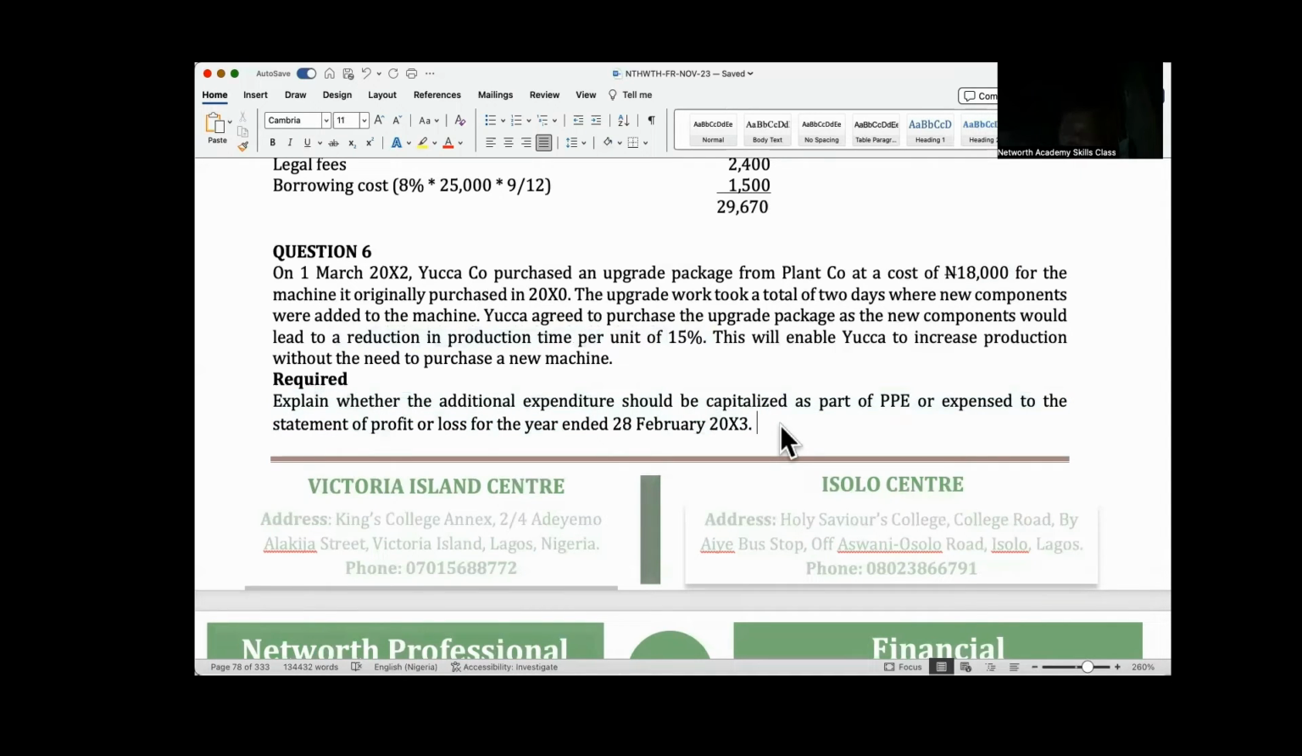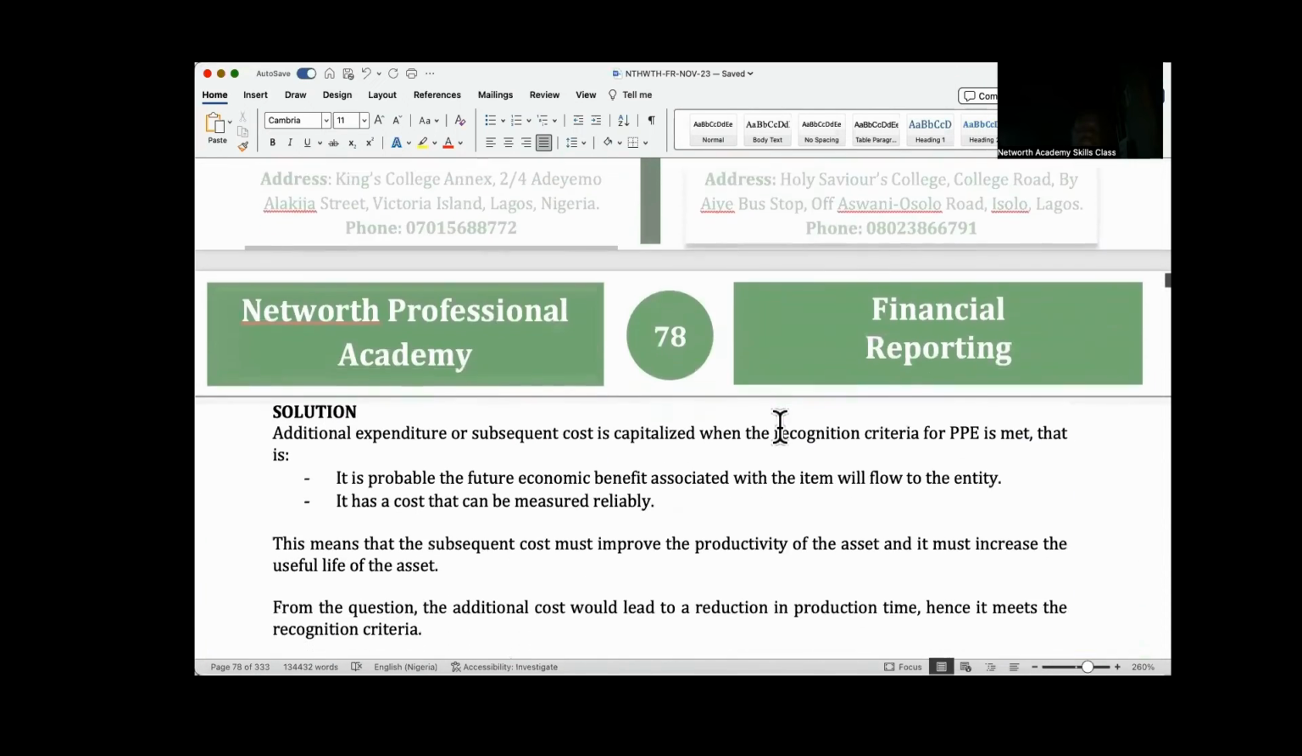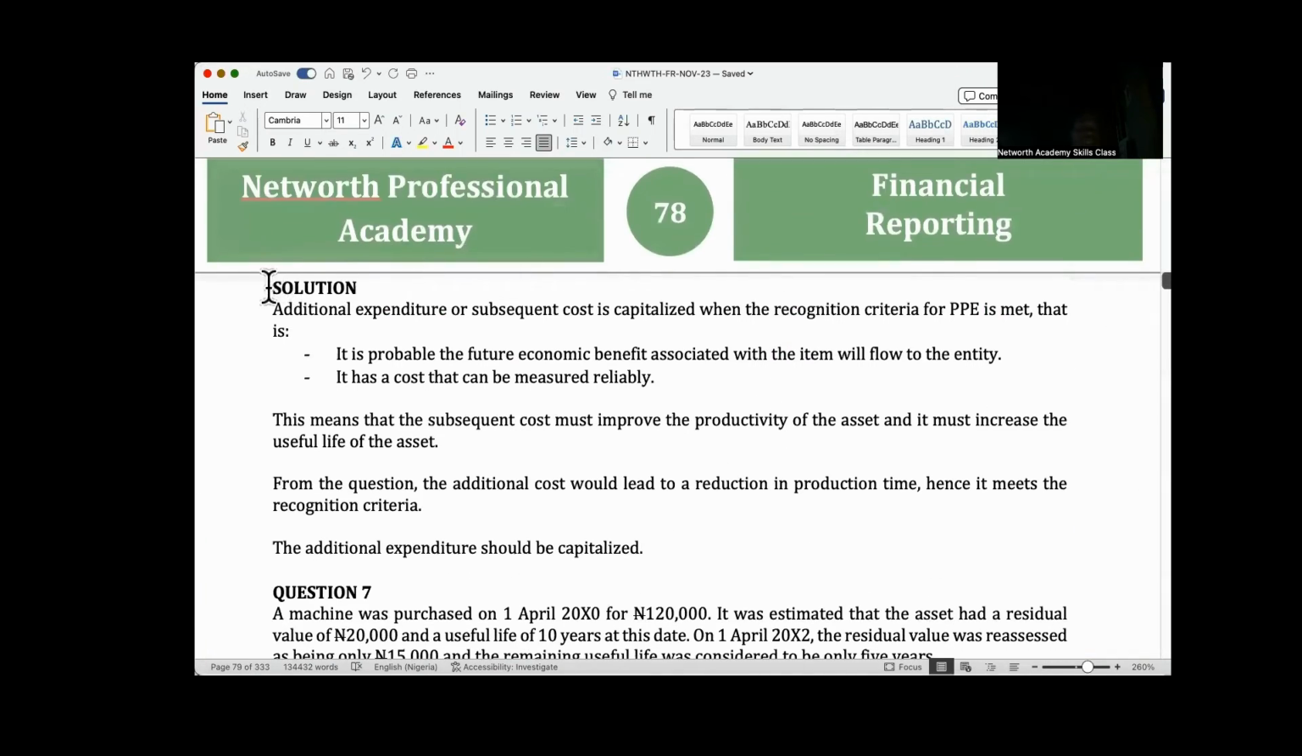First, state the criteria for capitalization. What the standard said is that before you can capitalize the subsequent cost, it must meet the recognition criteria, which is that it must be probable that it will generate future economic benefit, and it must have a cost that can be measured reliably. However, I went further to tell you that what that means is that these subsequent costs must improve the productive capacity of the asset, and it must also improve the useful life of the asset. Therefore, because this 18,000 meets one of that, it means that it should be capitalized. So I've explained that here in this solution.